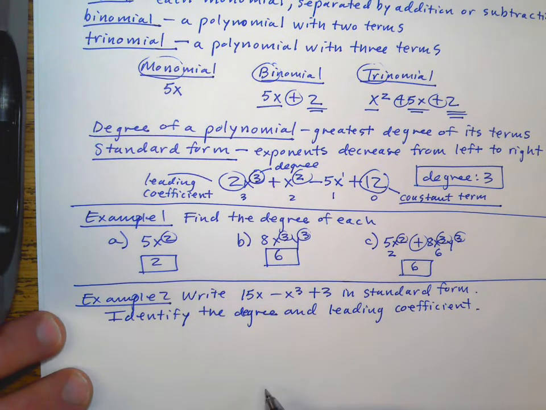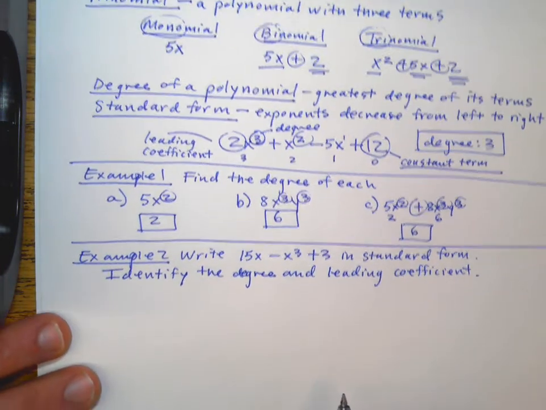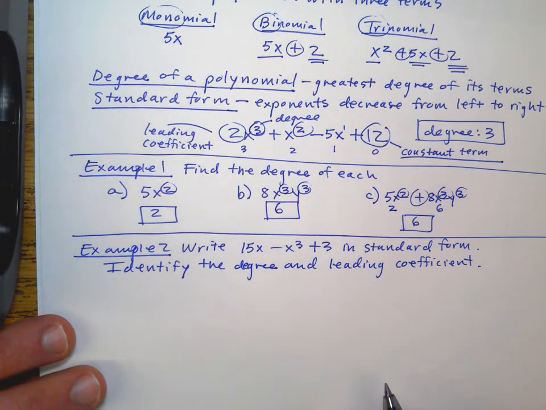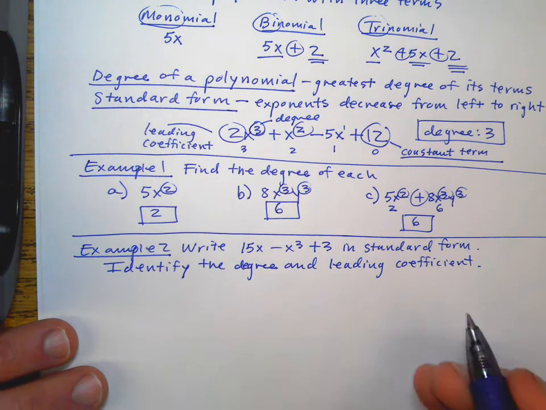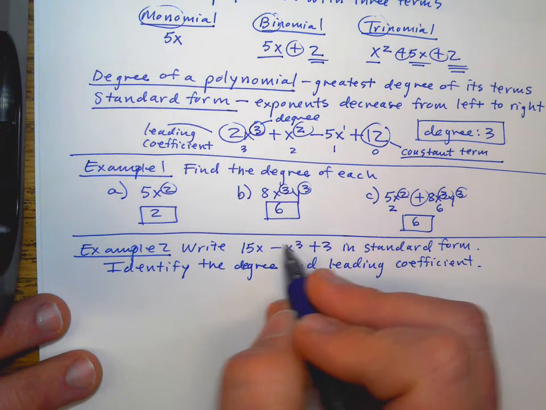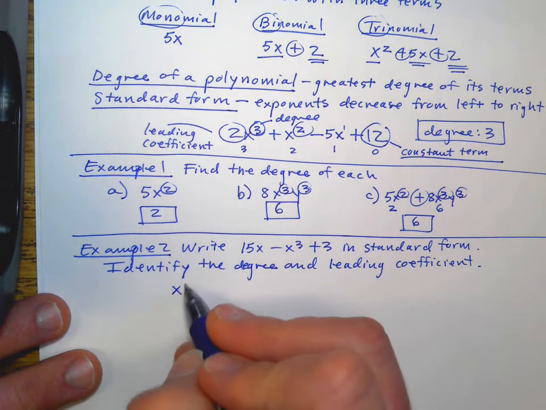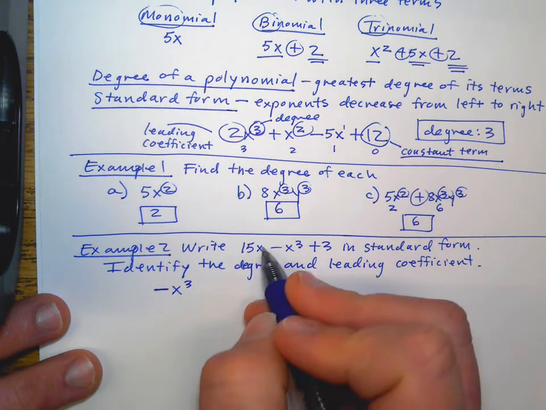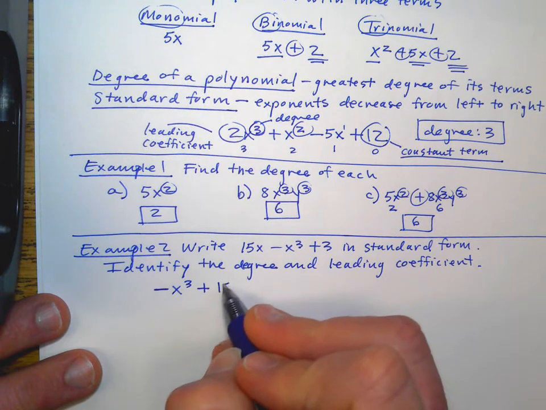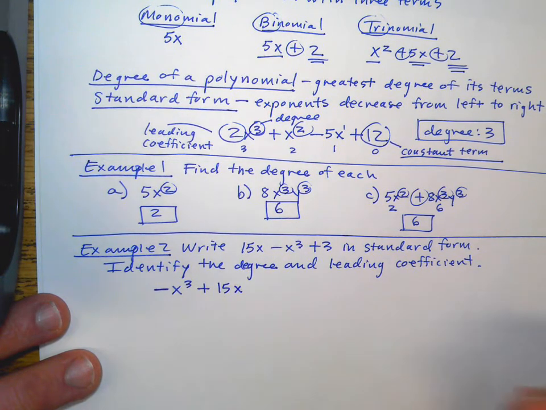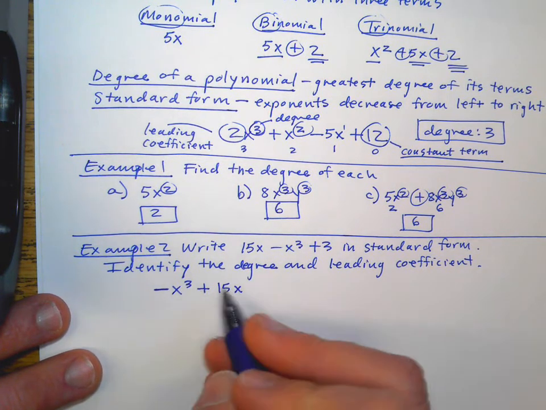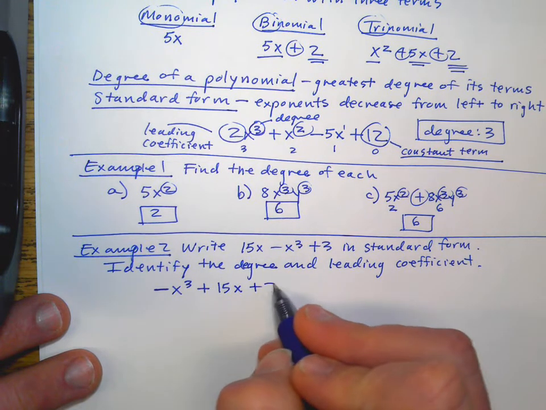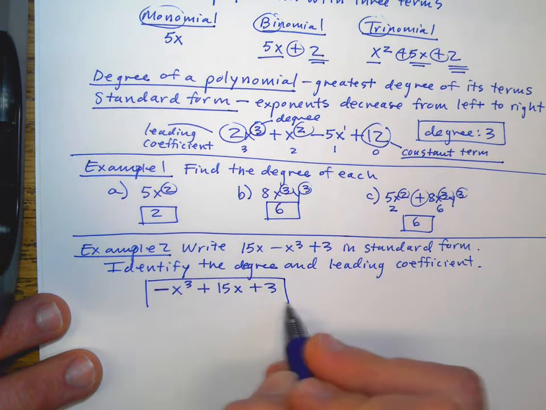Okay? So, first thing, I'm going to try and write in standard form. Standard form is highest power to lowest power. So, the x cubed is the highest power. It has a negative in front of it that belongs to it. Then the next one is the 15x, and we put a plus because it's positive, and we need to put some kind of symbol between. And then the 3 is last. It has a degree of 0. So that's standard form.